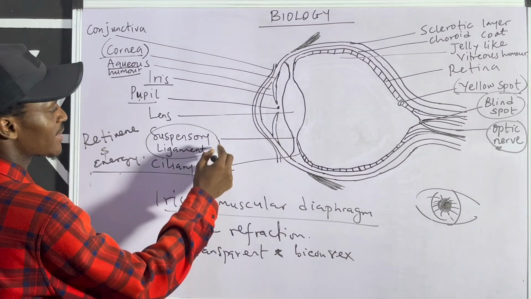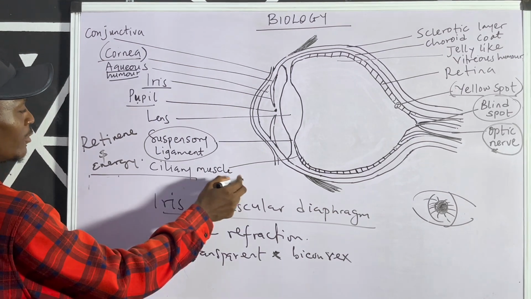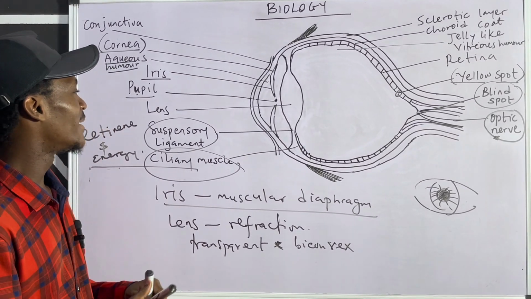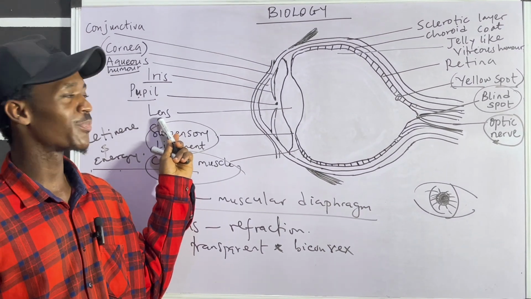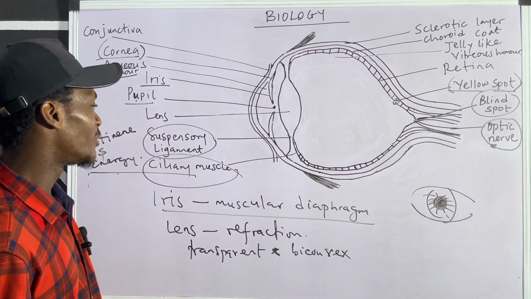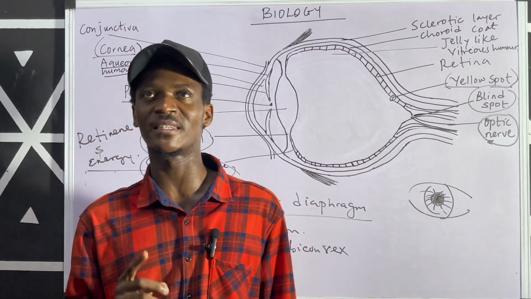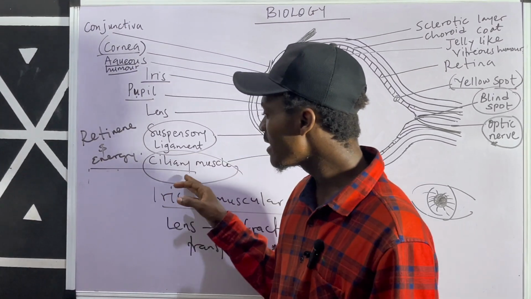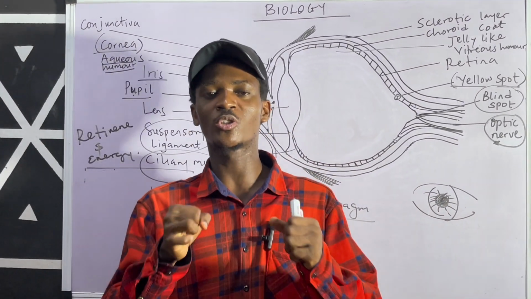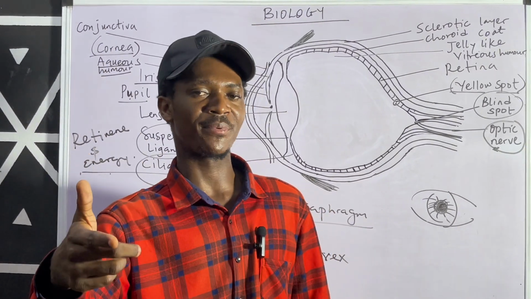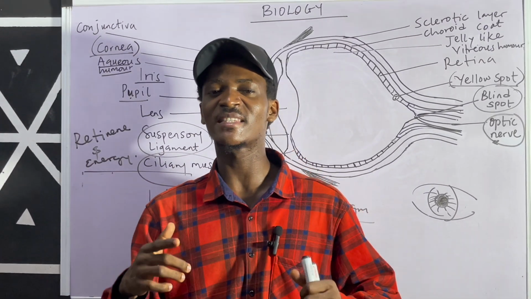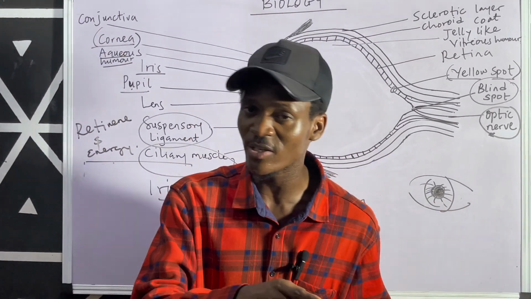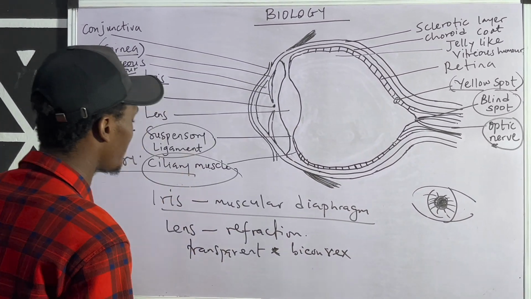Then the suspensory ligament helps to hold the lens in position. Looking at the ciliary muscle, it works hand in hand with the lens, regulating or altering its shape. There is something I need to explain here because there was a time, I think in 1979, JAMB asked a question on that. Now listen attentively. When the ciliary muscle contracts, what happens to the shape of the lens? The lens becomes more rounded or more spherical. So please, you have to write this. This is very, very important.